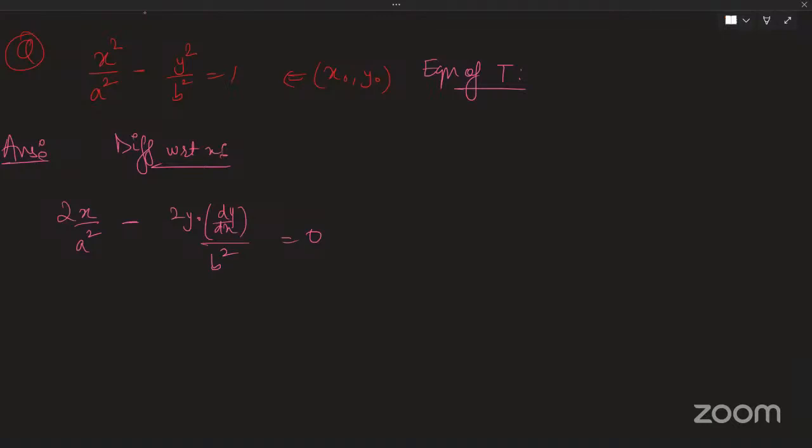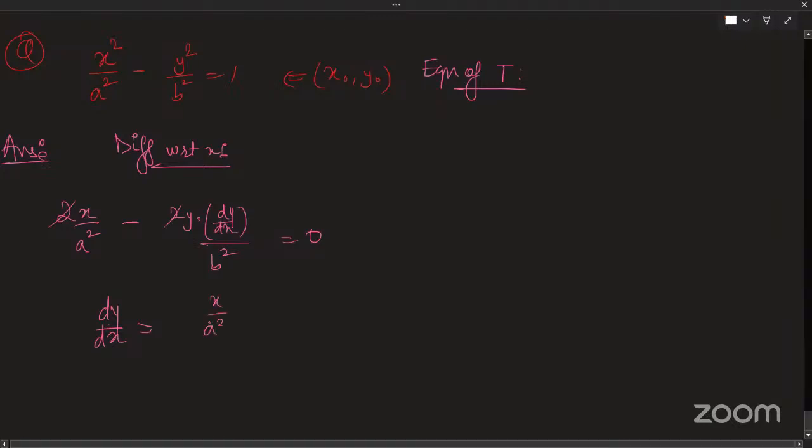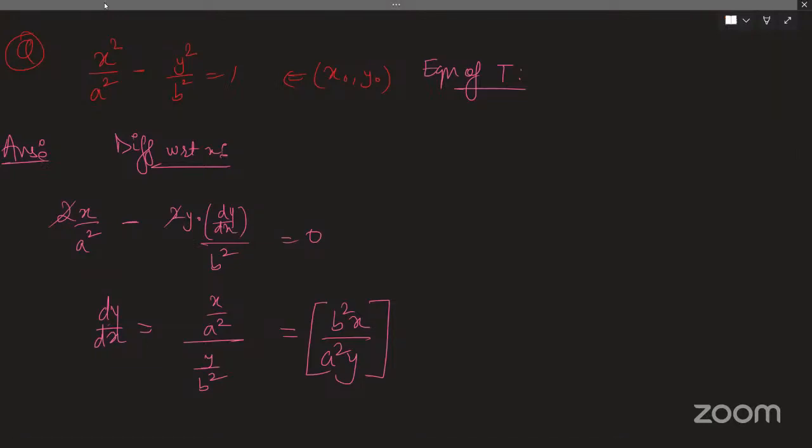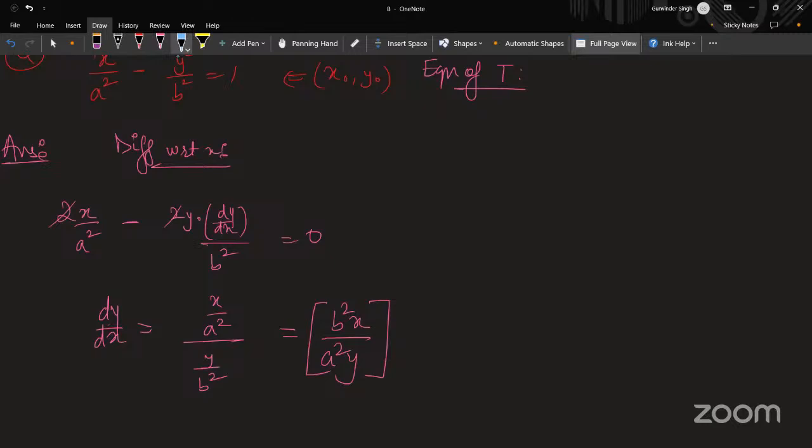Right, everyone? Okay. So can you just tell me what is the value of dy by dx? I'll just cancel out this thing. So it's x by a square divided by y by b square. So it is b square x by a square y. I've just taken it out that side. Right?